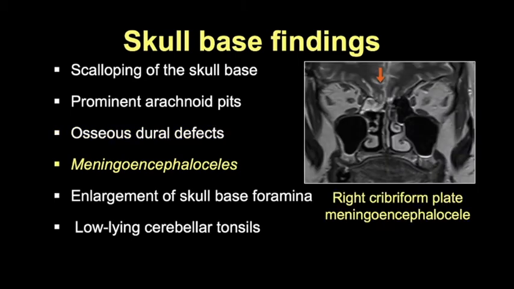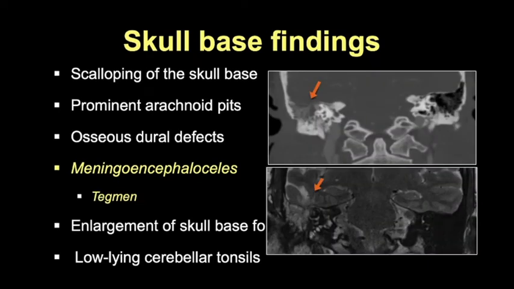Ethmoid roofs are also common sites of defects, with or without meningoencephaloceles. In this patient on coronal T2-weighted MR, you can see inferior herniation of mildly gliotic brain and CSF extending inferiorly through a defect in the right ethmoid roof compatible with meningoencephalocele.